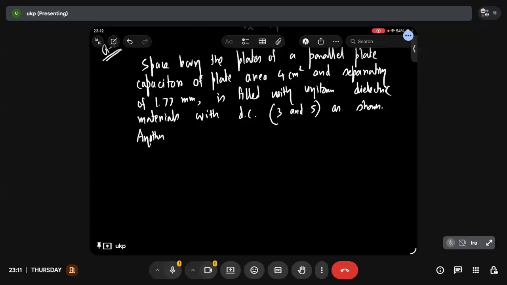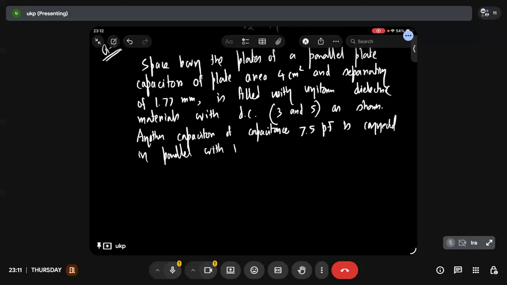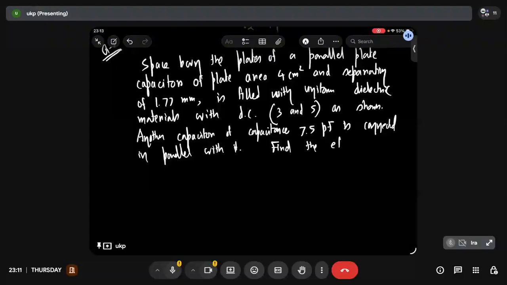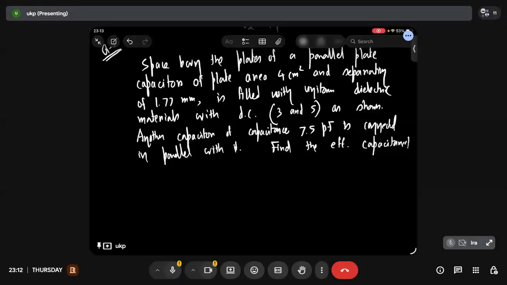Another capacitor of capacitance 7.5 picofarad is connected in parallel with it. You have to tell me what is the effective capacitance. Find the effective capacitance. I'm just writing eff, you will be writing the whole word. Okay?